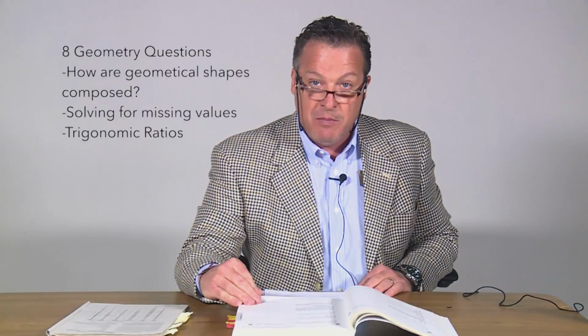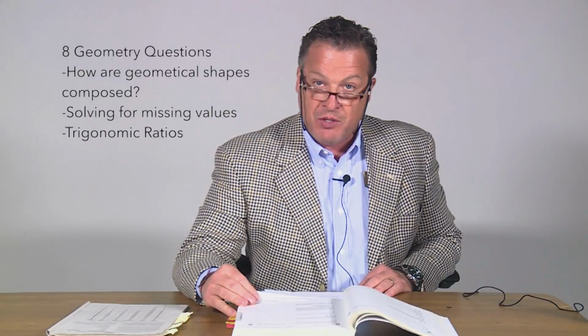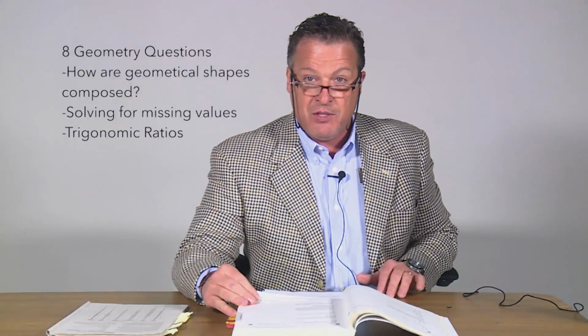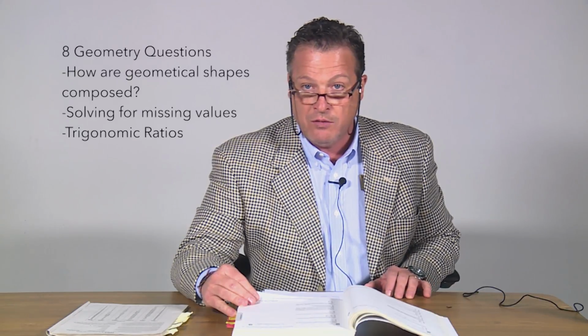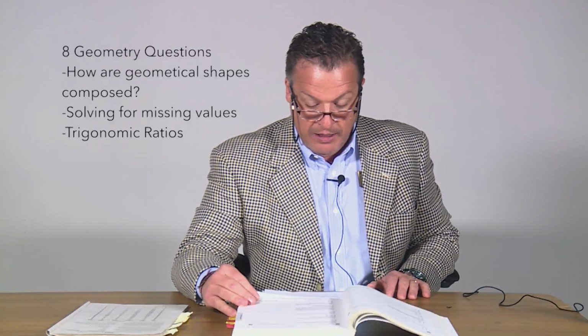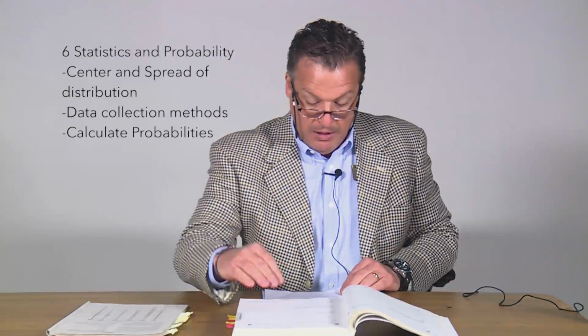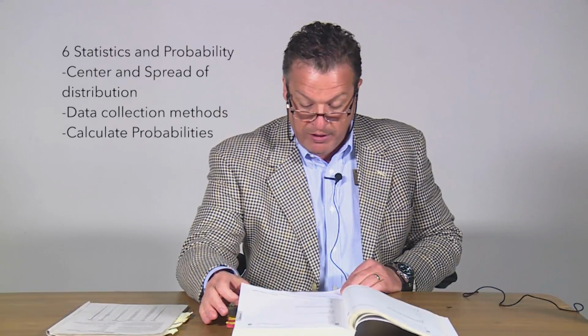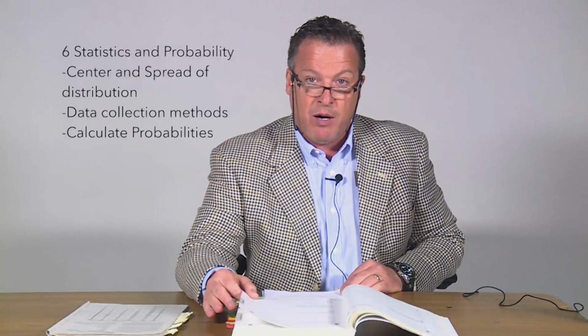And there's also going to be geometry questions, about 8. How are geometrical shapes composed? Solving for missing values that you might find in a geometrical shape, like circles and triangles, etc. And again, there's going to be some trig ratios as well. Statistics and probability. You're going to see about 6 questions dealing with statistics and probability. You need to be able to determine the center and the spread of distributions, data collection methods, and of course, you need to be able to calculate probabilities.